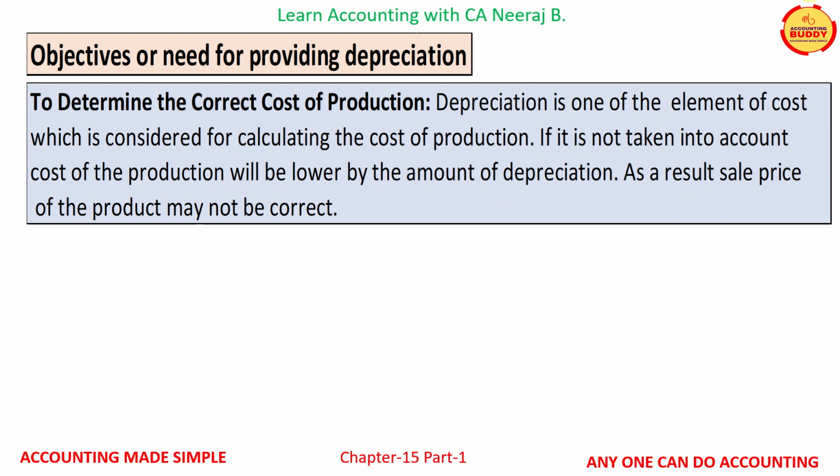To determine the correct cost of production is also an objective of providing depreciation. Depreciation is one of the elements of cost which is considered for calculating the cost of production. If it is not taken into account, cost of production will be lower by the amount of depreciation. As a result, sales price of the product may not be correct.